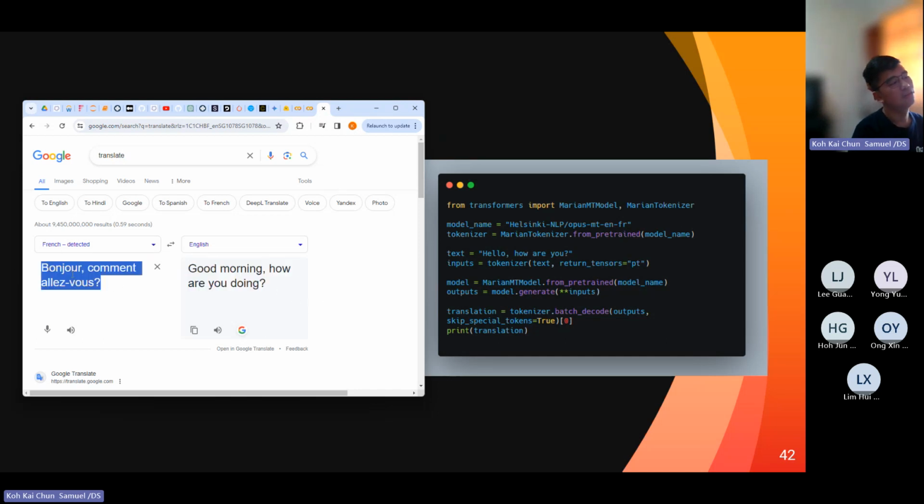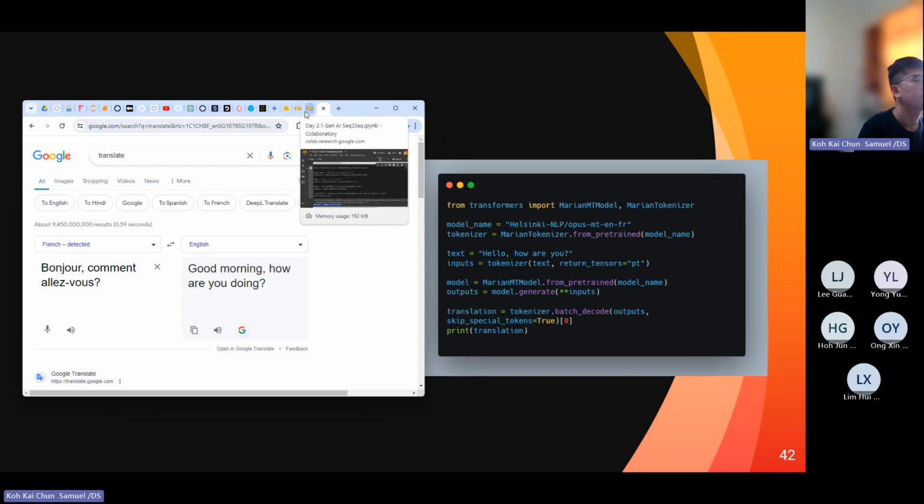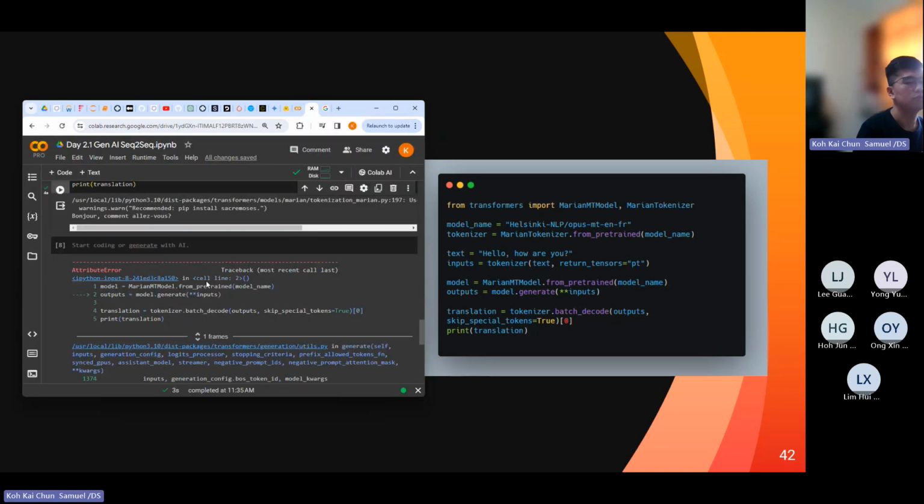So this is how the sequence models are able to capture meaningful words and their respective meanings into numbers. And then I'm just able to take those numbers and output them in the form of another language. So that will be the end of my demonstration.